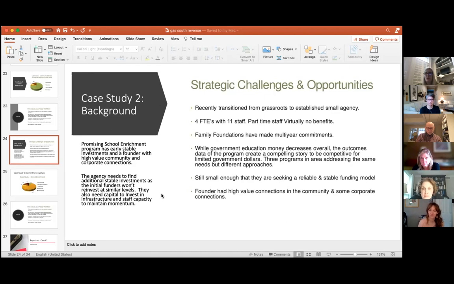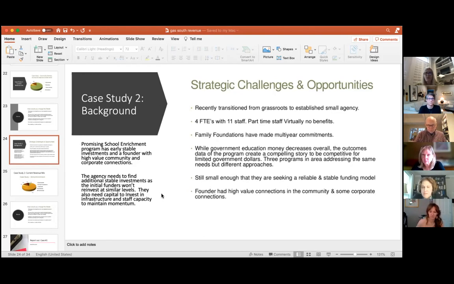So we would call this a small agency. It's not really grassroots because they also have some substantial multi-year commitments from family foundations. We'll see that in a minute. And they have some government grants. So they've been successful in at least one government grant. What we know about the government grants that they particularly go for in education is that the macro pie is decreasing overall, but the outcomes of their program are really compelling, and they could be competitive for additional government dollars, given those outcomes.